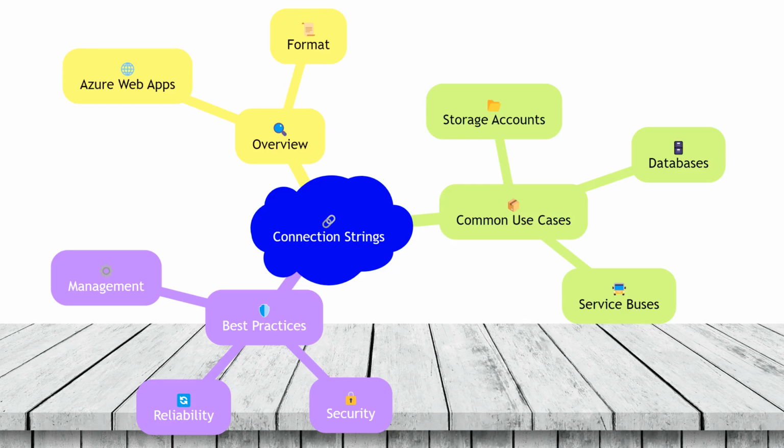Connection strings are used to connect your web app to external resources such as databases, storage accounts, and service buses. Properly managing connection strings is crucial for ensuring secure and reliable connections. This section will provide an overview of connection strings in Azure Web Apps, including their format, common use cases, and best practices for managing them. Understanding connection strings will help you maintain secure and efficient connections to your external resources.